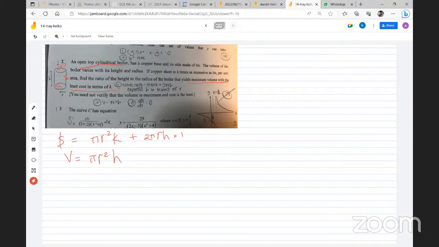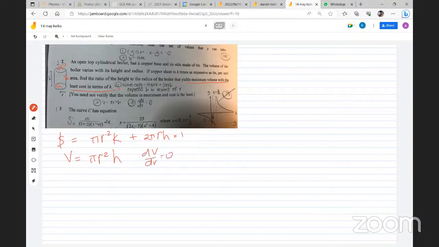So open top cylinder boiler, copper, I think we got that. The volume is obviously correct. And then the copper sheet, we got it here. Per unit area, which I think is fine. And then find the ratio of the height to the radius here. Okay, now maybe he's asking us to set dV/dr equals 0, I guess, right?